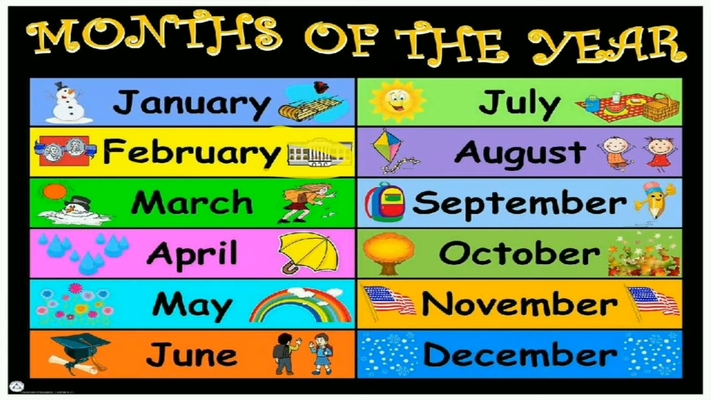January, February, March, April, May, June, July, August, September, October, November, and December. So, in the year there are 12 months, and in these 12 months we celebrate different types of festivals.